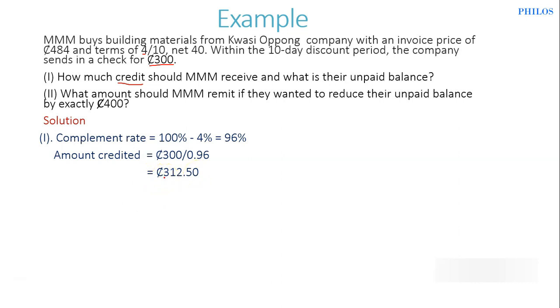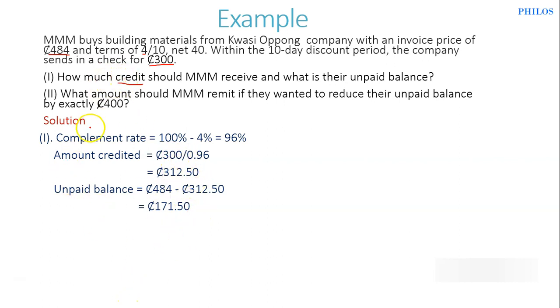So after getting the amount credited, we can now find the unpaid balance. The unpaid balance is equal to the invoice amount, which is the 484, minus the amount credited. So when we take 484 minus 312.5, we will get 171.50. That's 171 cedis 50 pesewas. So this is the unpaid balance.